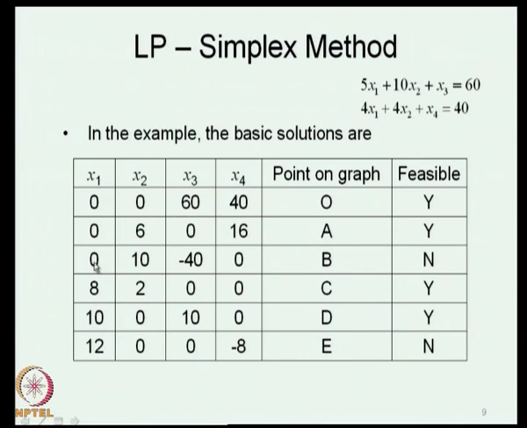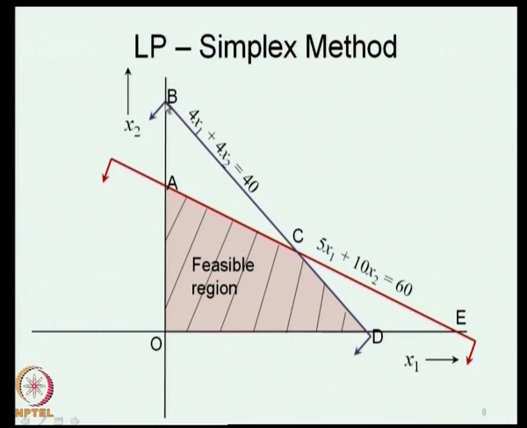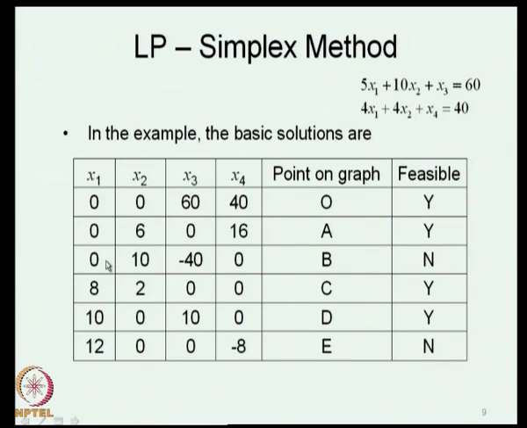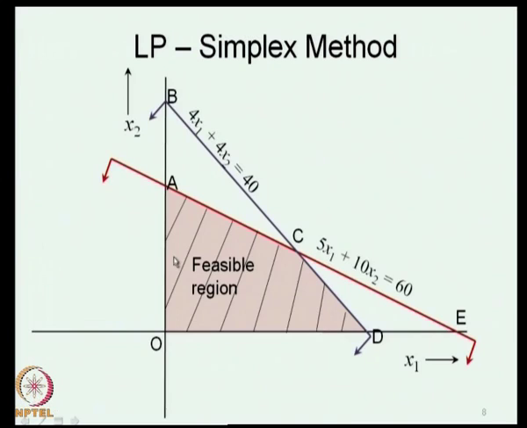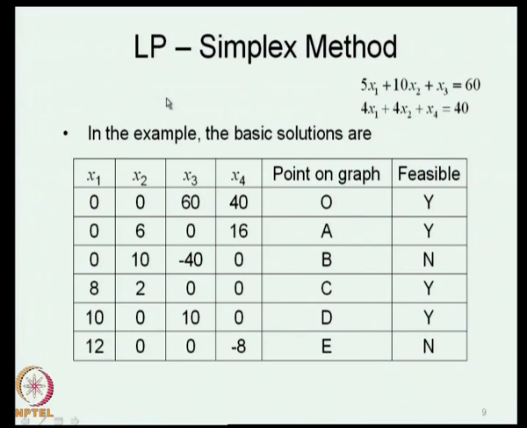Then we will set x 1 equal to 0 and x 4 equal to 0. From this solution, you get x 2 equal to 10 and x 3 equal to minus 40. Look at this point. This point has x 1 equal to 0 and x 2 equal to 10. This is beyond the feasible region and therefore it is not a feasible point; in fact, x 3 is negative and therefore it is not feasible.